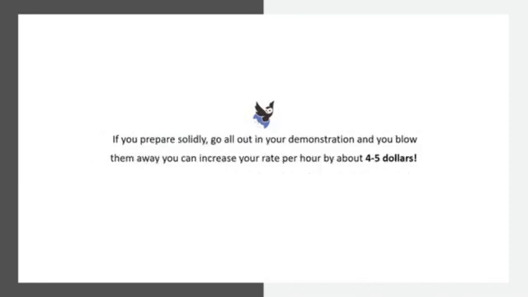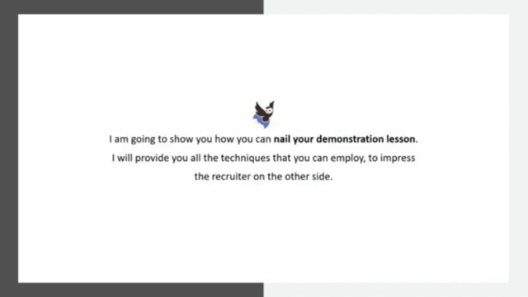If you prepare solidly, go all out in your demonstration and blow them away, then you can increase your rate per hour by a good $4 to $5. So in this section, I'm going to show you how you can nail your demonstration lesson. I will provide you with all the techniques that you can employ to impress the recruiter on the other side.